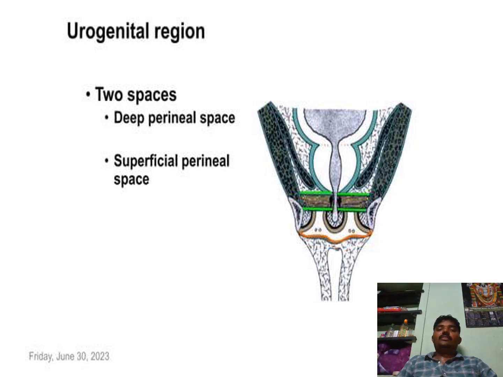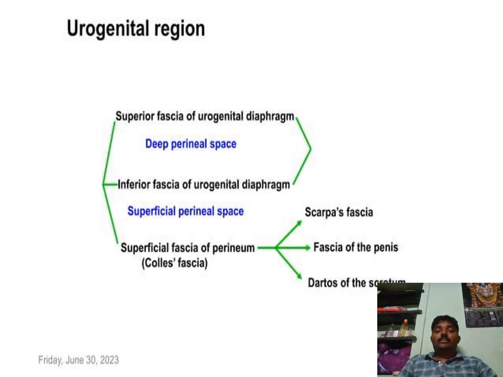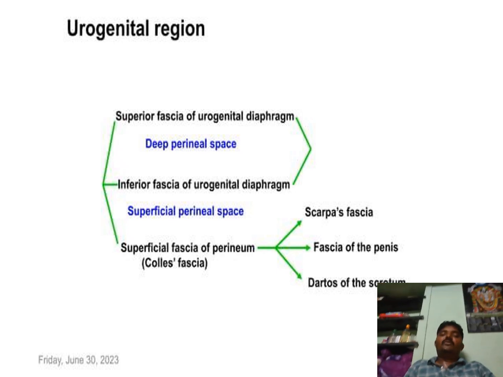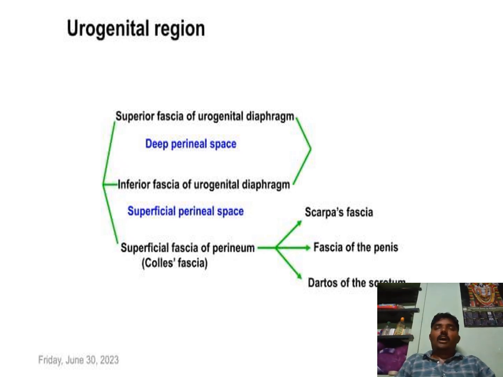Then we'll go to the urogenital region. Two spaces are present: one is the deep perineal space, the second is the superficial perineal space. In this diagram we will see the superficial fascia of the urogenital diaphragm. Next we will go to the deep perineal space.